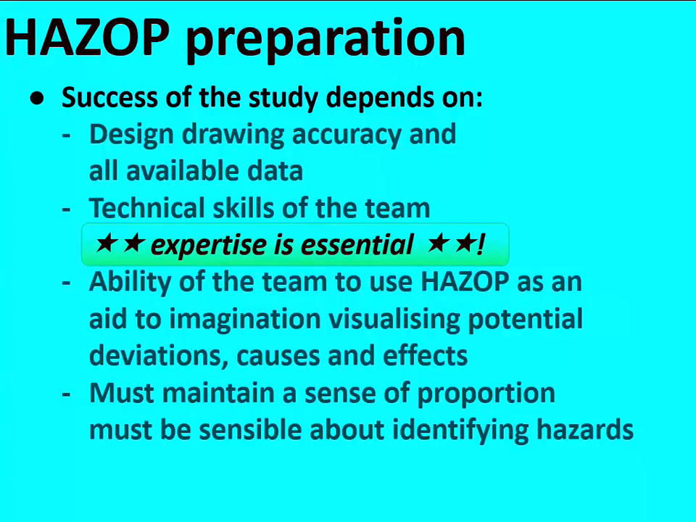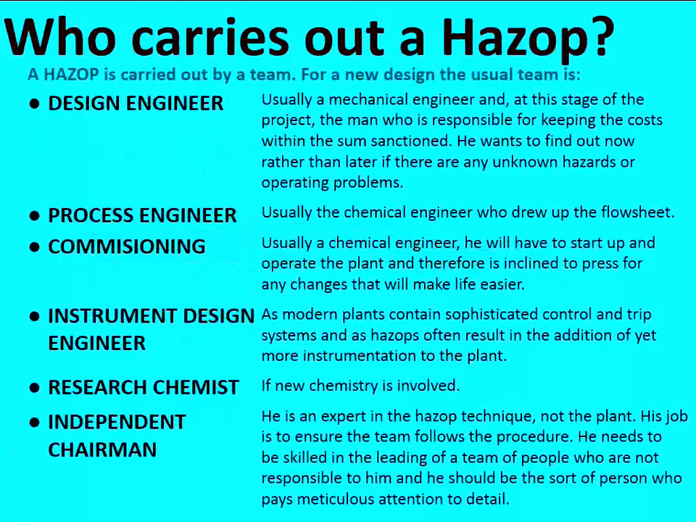Instrumentation engineers, obviously, there's a lot of instrumentation on the plant. They will be heavily involved with this. I wouldn't worry about chemistry. If it was a brand new plant and it was a new form of chemistry, you might have a chemist involved. The most important person on the team is the independent chairman.